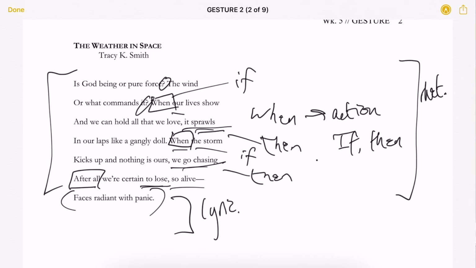If you need to pause and rewind, cool, go for it. Otherwise, I'm just going to move on to the next one.